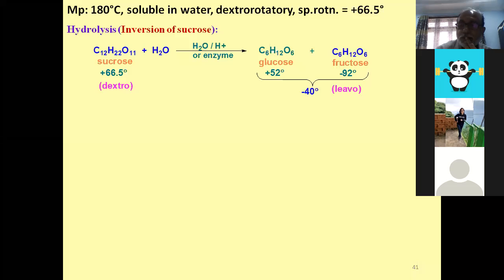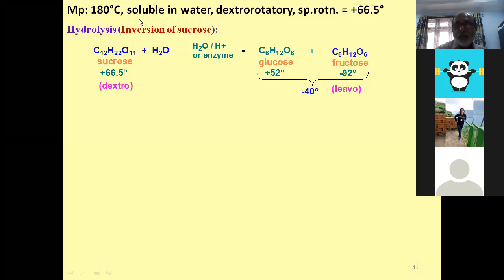The sweetest sugar is... No, we are not talking of sugar derivatives, remember. It is simple sugar. There are so many derivatives prepared and they are sweeter, but that is different. That is artificial. Natural: fructose. Fructose is the sweetest of all sugars.